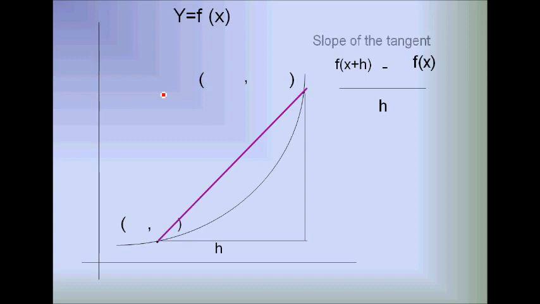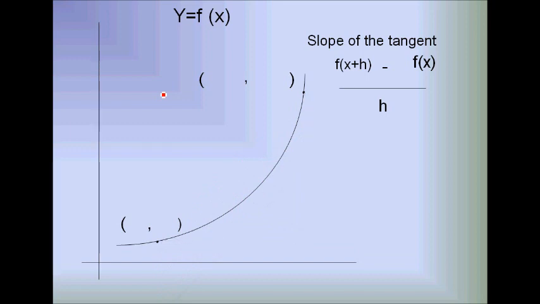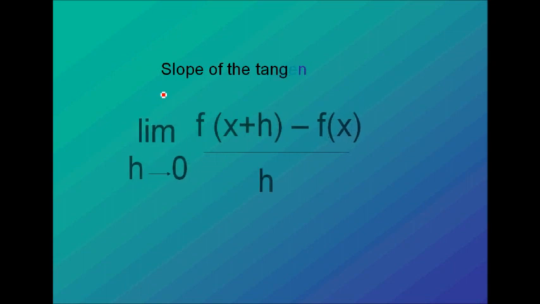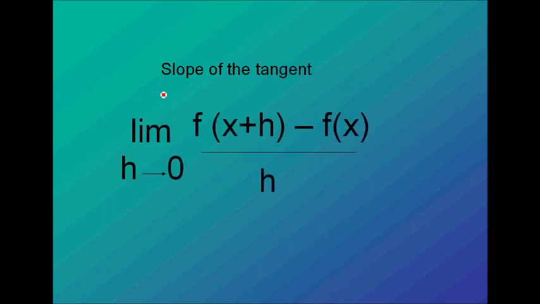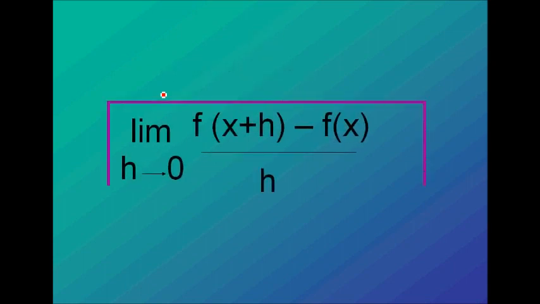The chord becomes a tangent when the Q approaches P or when the h approaches 0. So in the limiting condition as h approaches 0, the slope of the chord becomes the slope of the tangent. We just saw that the slope of the tangent is equal to tan theta. Therefore, the slope of the tangent is nothing but the limit as h tends to 0 of f of x plus h minus f of x over h, and we also saw that the slope of the tangent is dy over dx.